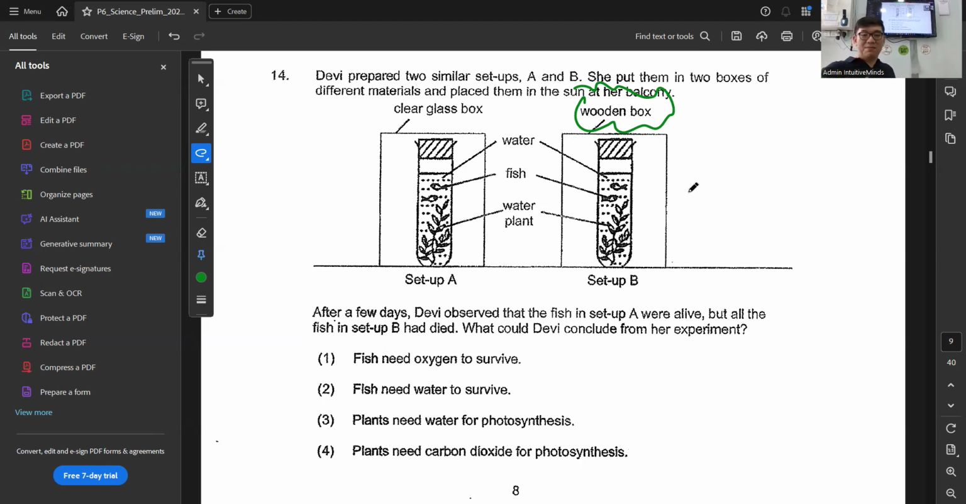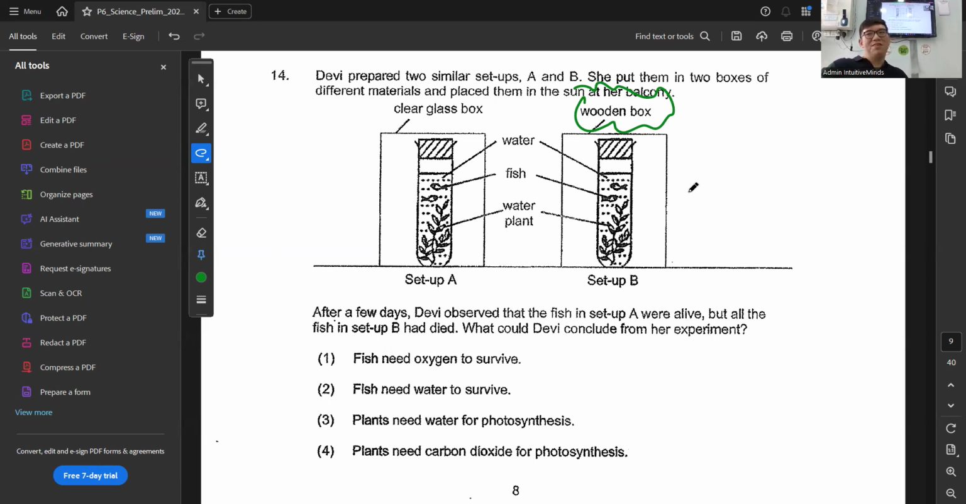What about the plants? Will the plants survive? For a few days, yeah. Then what happens after that? It will slowly die because the fish is dying also. The fish produces carbon dioxide. And then if the fish dies, the plant doesn't have any source of carbon dioxide. So it'll slowly die also.